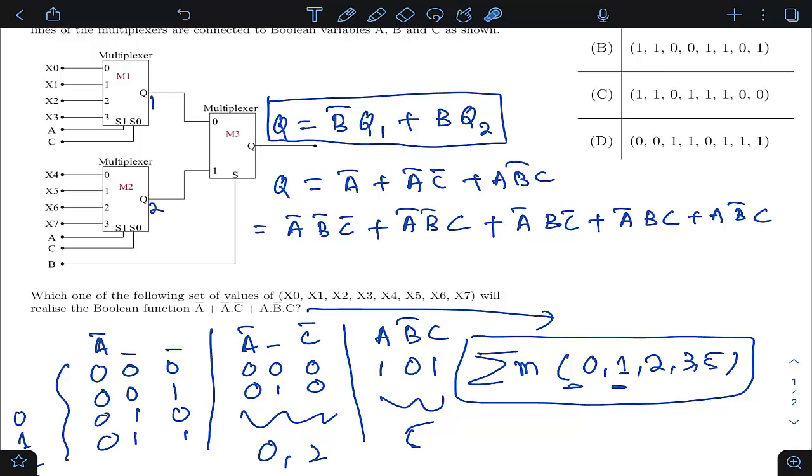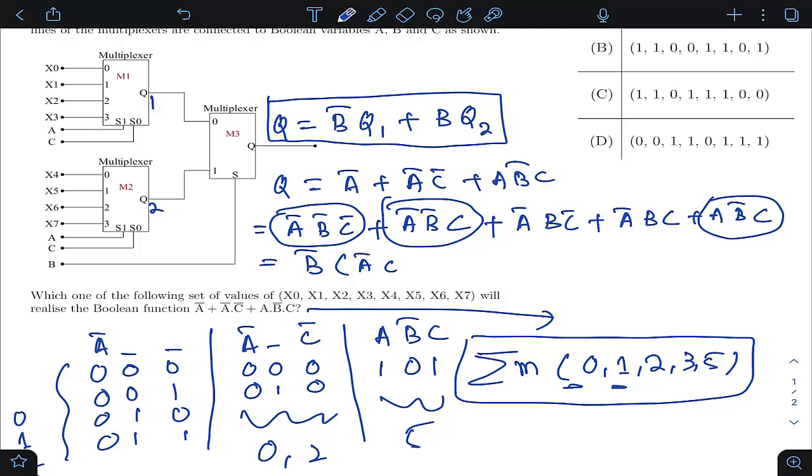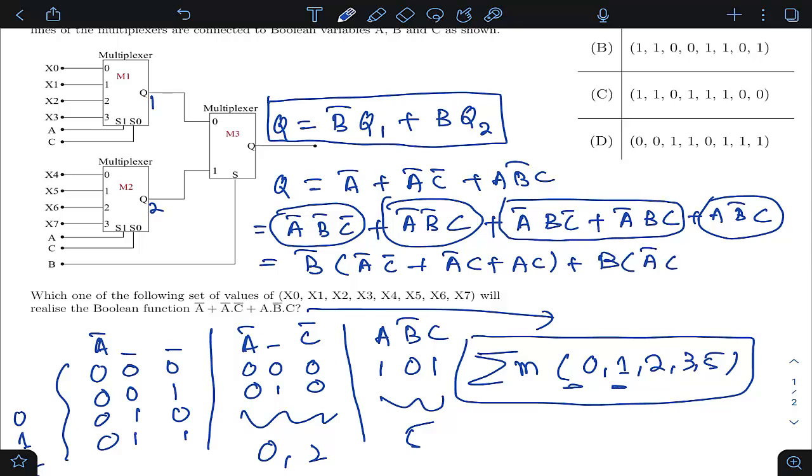So now let us arrange this in the desired form. If I take B bar common, I can take it common from these three terms. So it is your A bar C bar plus your A bar C plus your AC. Similarly, from these two terms, I can take B as common. If I take it, it is A bar C bar plus your A bar C.